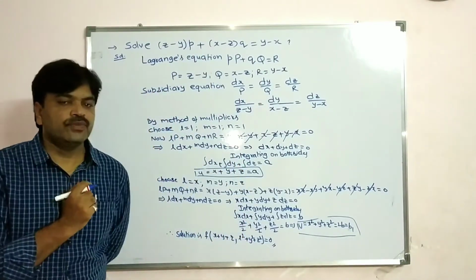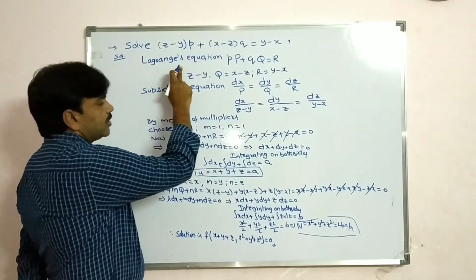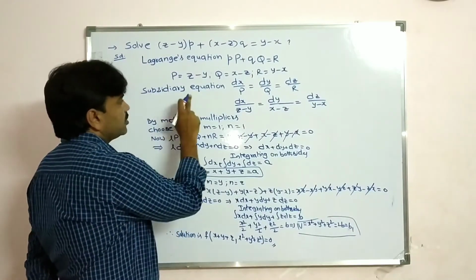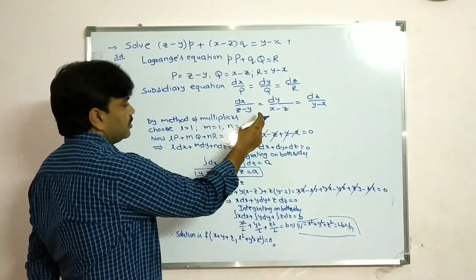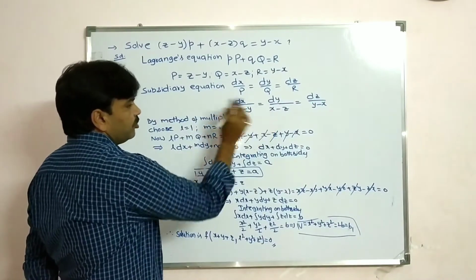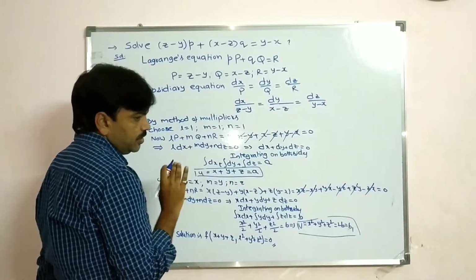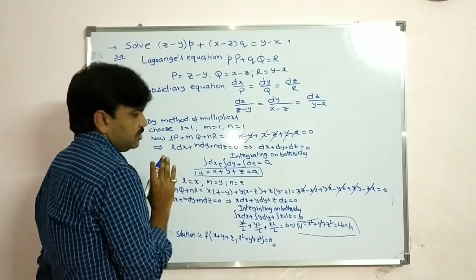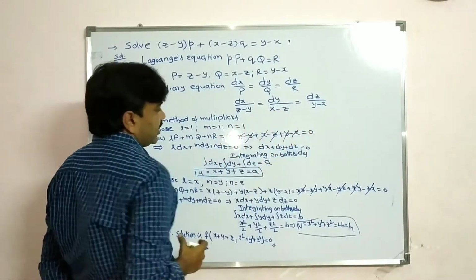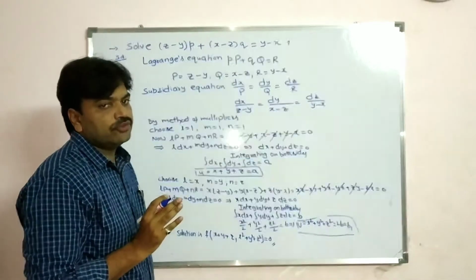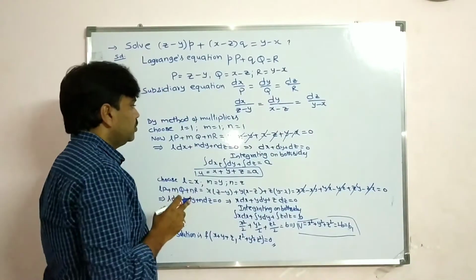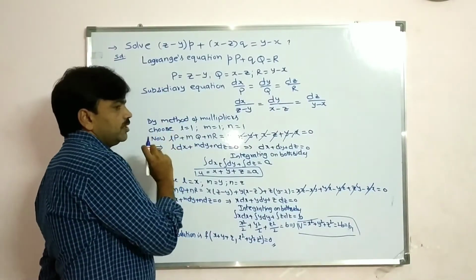Once again, students, write down the subsidiary equation. And here we cannot apply the method of grouping, students. If we take any two equations, we cannot apply the method of grouping. So we are applying here the method of multipliers.